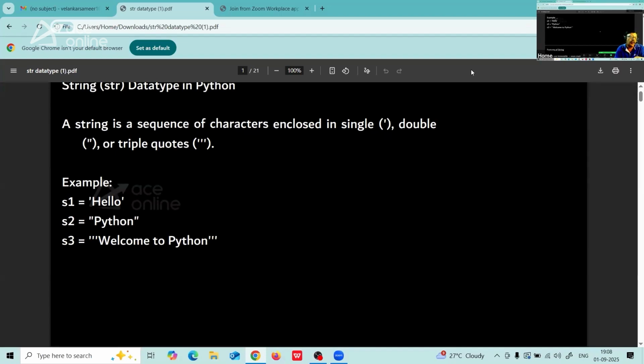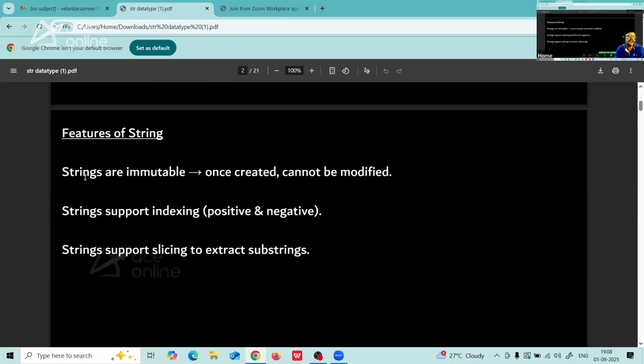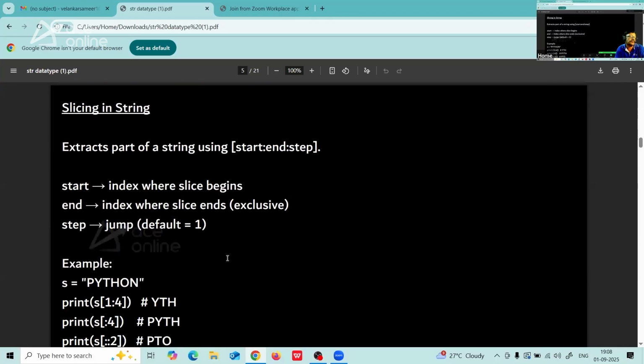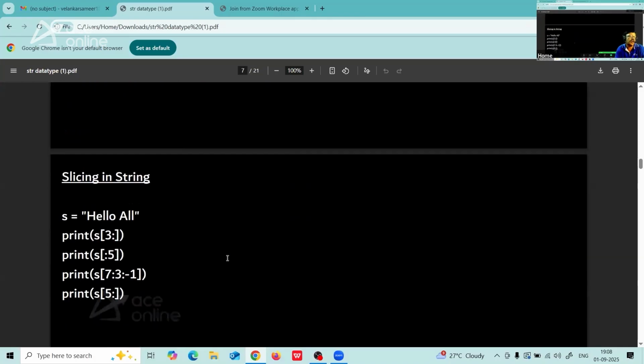So I hope you recall these properties. Strings are immutable. Once created, cannot be modified. String supports indexing, both positive and negative. String supports slicing to extract substrings. This point we were discussing last time. What do you mean by slicing of the string? We will continue with that. But before that, we saw some functions.